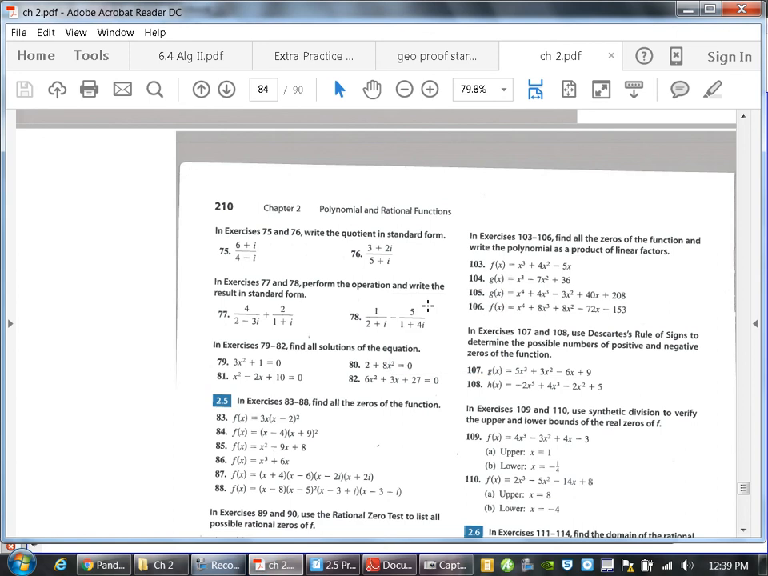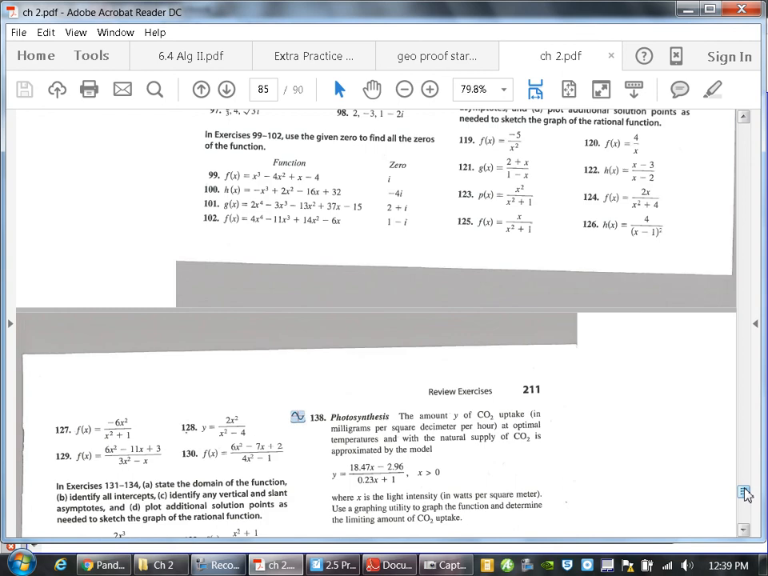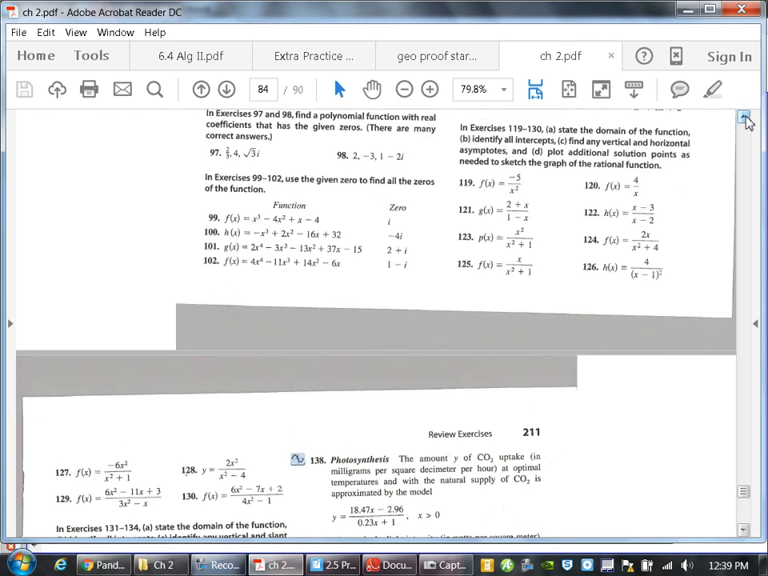As you get back into finding solutions, find all the solutions to the equation. That is factoring, setting it equal to 0. What are your zeros? Find all the zeros of the function. That means you're finding all of the zeros. If it says list the possible, that's when you list them.